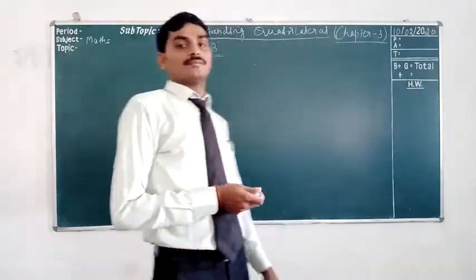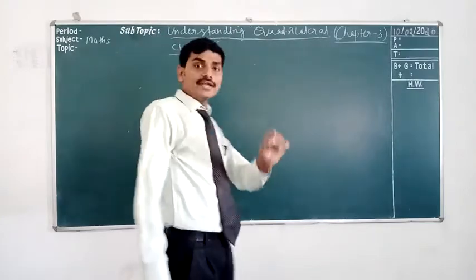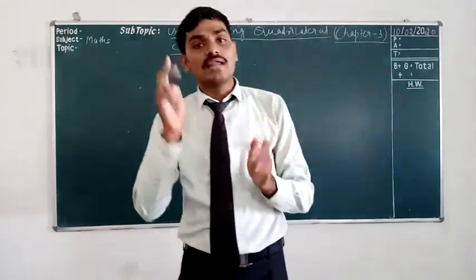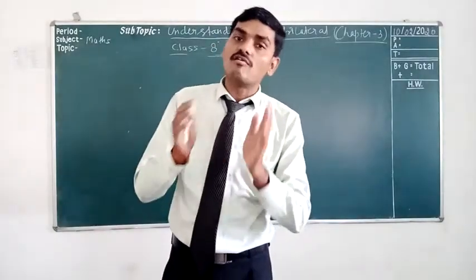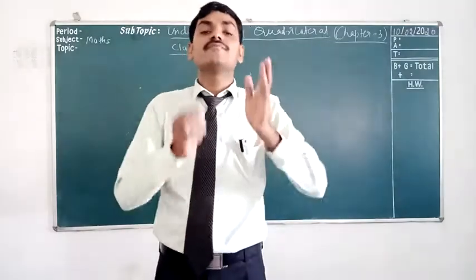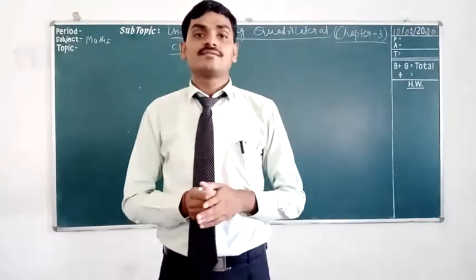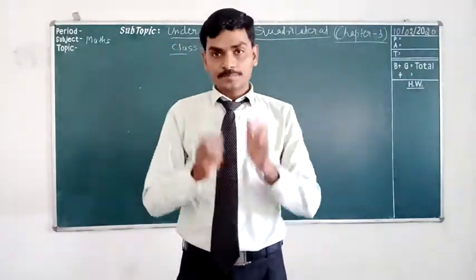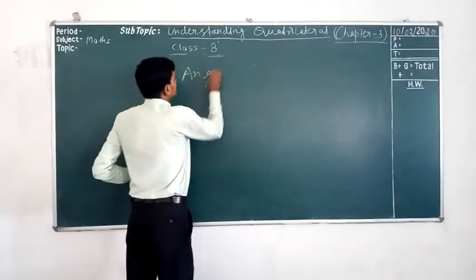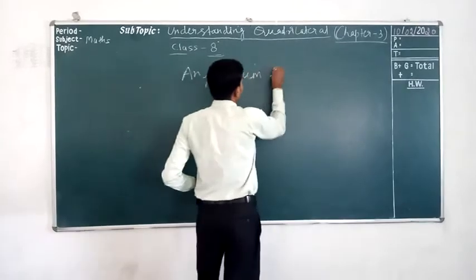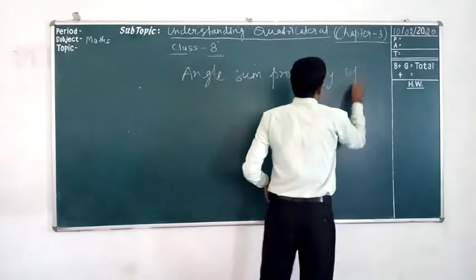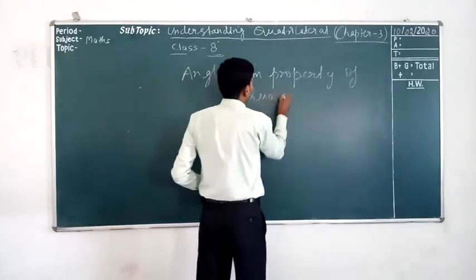Now come to the quadrilateral. What is a quadrilateral? Any closed figure or polygon which has 4 line segments, or 4 sides, is known as a quadrilateral. Now, the angle sum property of a quadrilateral.